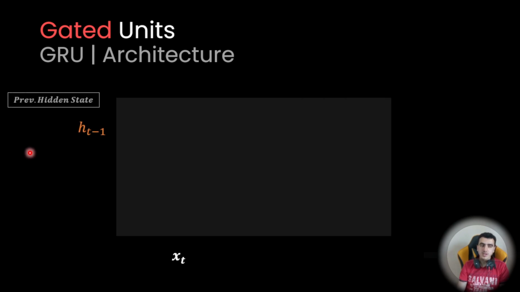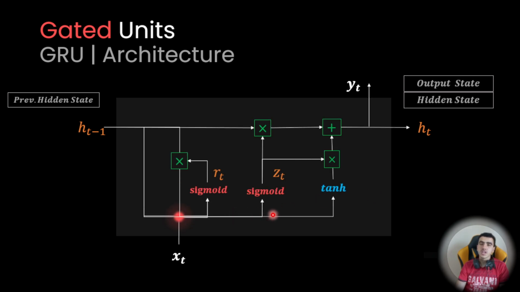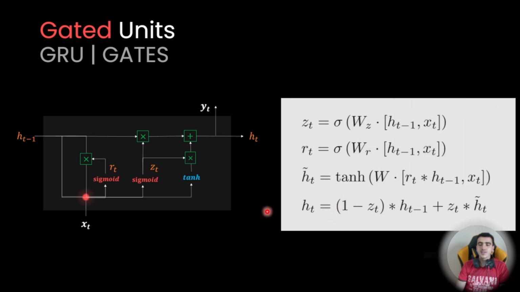For example, here we have two inputs only, the X and the previous hidden state. We don't have this cell state. And we also have two gates only instead of three gates as in the LSTM, and one tanh. So the GRU is a little bit faster. These are the equations of it. It is a little bit faster than the LSTM, but it is still slow in learning compared to the recurrent neural network.